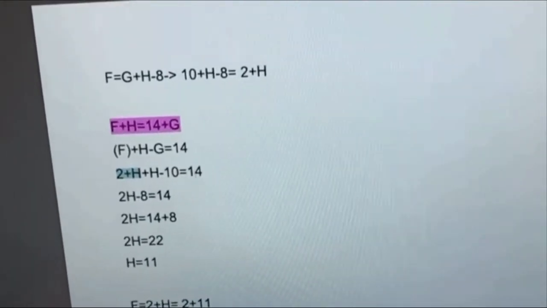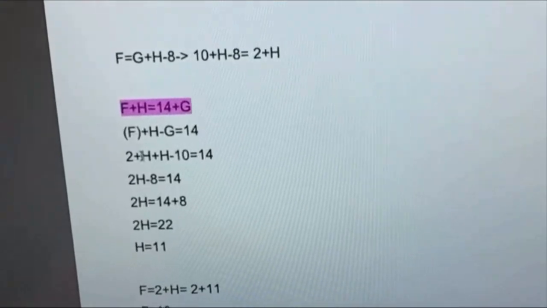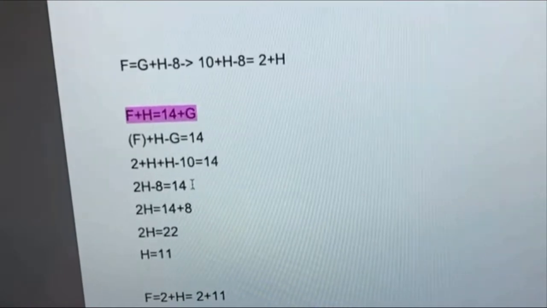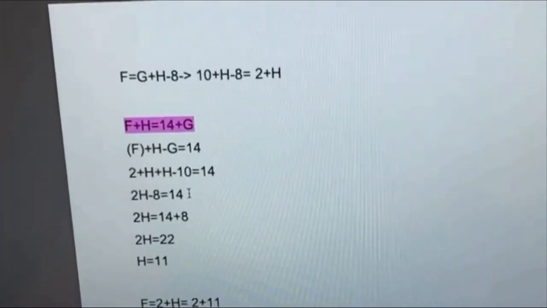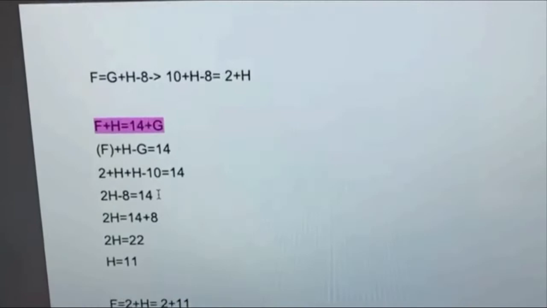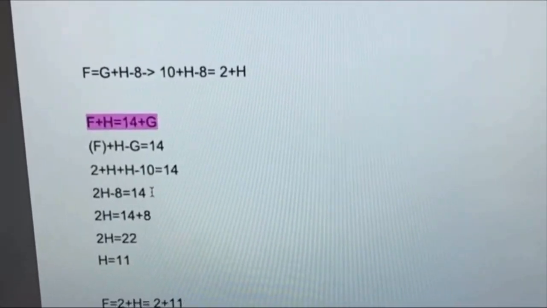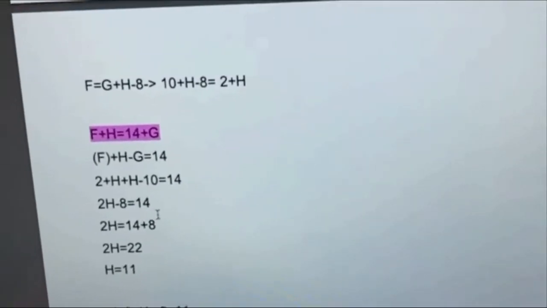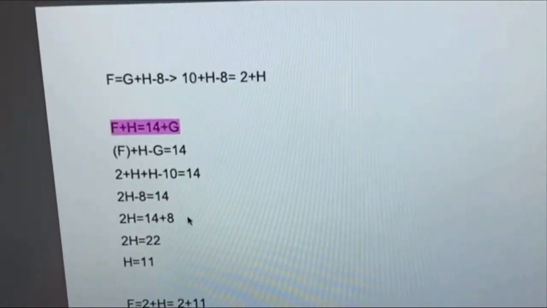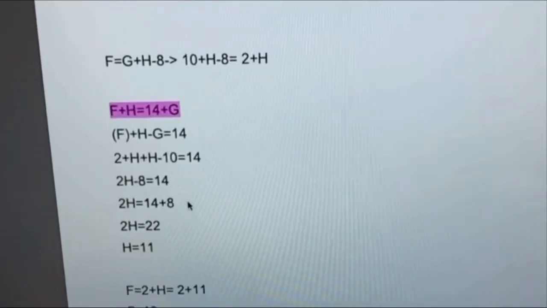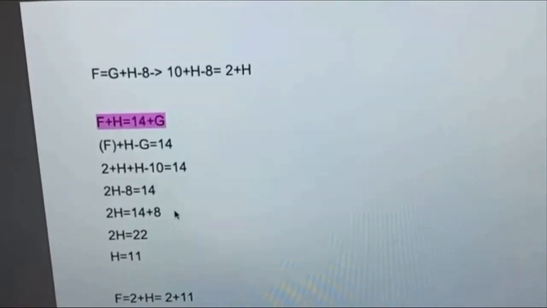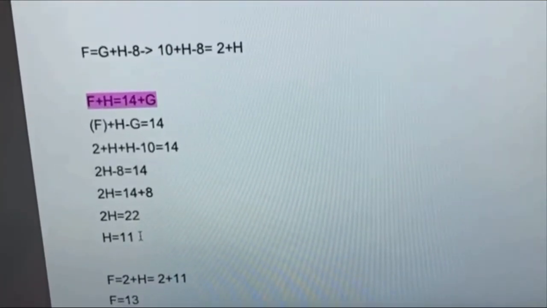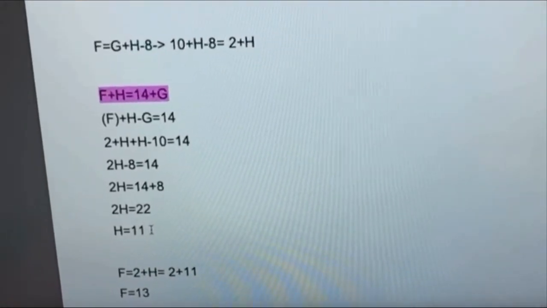equals 14. So here we have 2h, because there are 2 of them here on this side of the equation, 2h, and then on the number side we have 2 minus 10, which is minus 8. So on the left hand side we have 2h minus 8 equals, right hand side stays 14. And then next we add 8 on both sides, so we have 2h equals 14 plus 8, which is 22. And now dividing both sides by 2, we get that h equals 11.